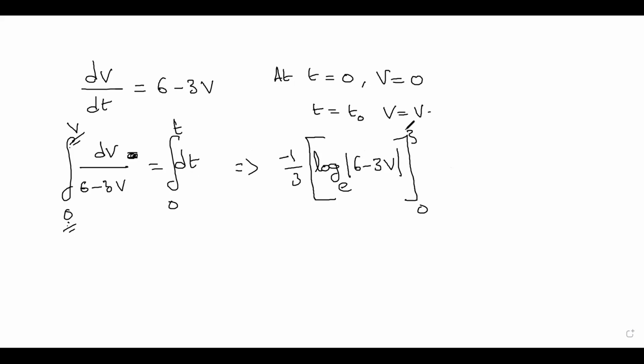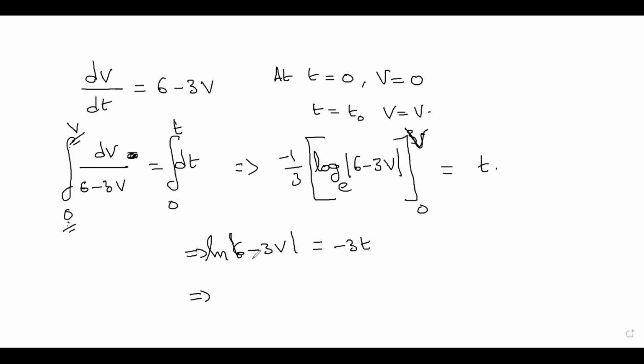Integral 0 to v, I had to put 0 to v, that is equal to integral 0 to t dt, which is nothing but t. Now when you substitute v, what you get is 6 minus 3v. Of course, we'll put ln mod 6 minus 3v, that is equal to minus 3t. The negative 1 by 3 I have sent to this side, so minus 3t is what you get.